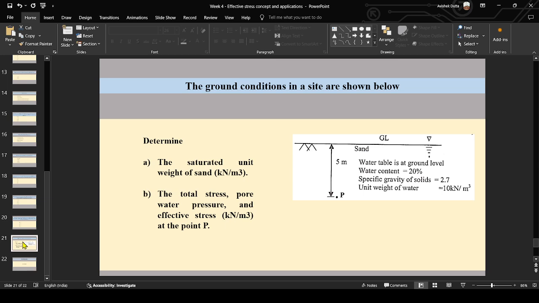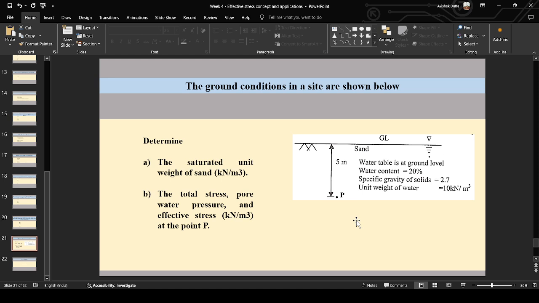Then we have to find out the total stress, the pore water pressure, and the effective stress, in kilonewton per meter cube at the point P. The point P is shown over here at a depth of 5 meter below the ground level. At that point, we have to find out the total stress, pore water pressure, and effective stress.